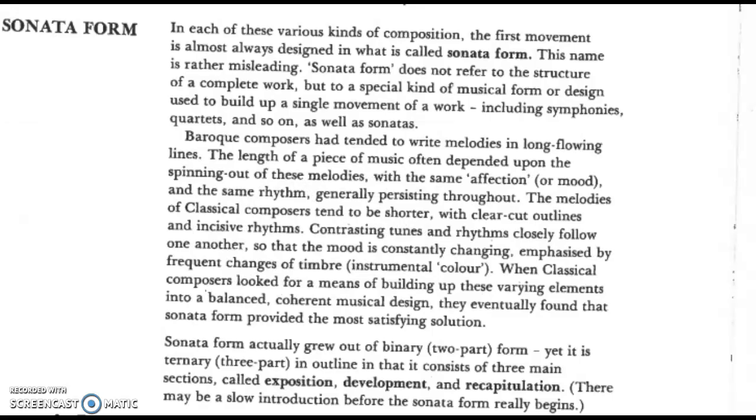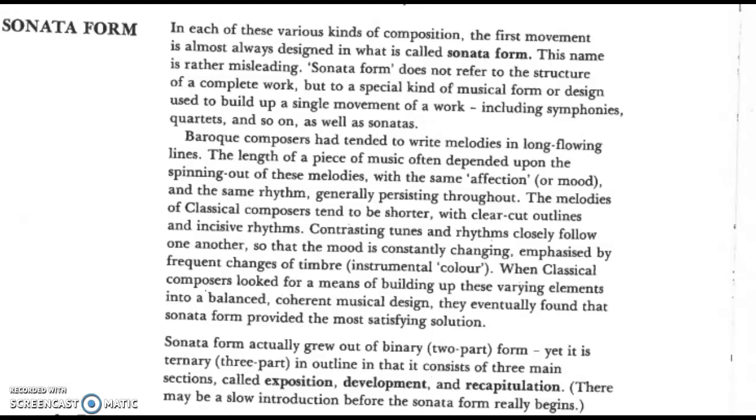We will also look at sonata form. We saw the word a lot with the different movements that they can use sonata form. In each of these various kinds of composition, the first movement is almost always designed to be in sonata form. This name is rather misleading. Sonata form does not refer to the structure of a complete work, but to a special kind of musical form or design used to build up a single movement of a work. So the design is how many themes I have, do I have a bridge in between, do I develop it, do I come back to the specific themes.